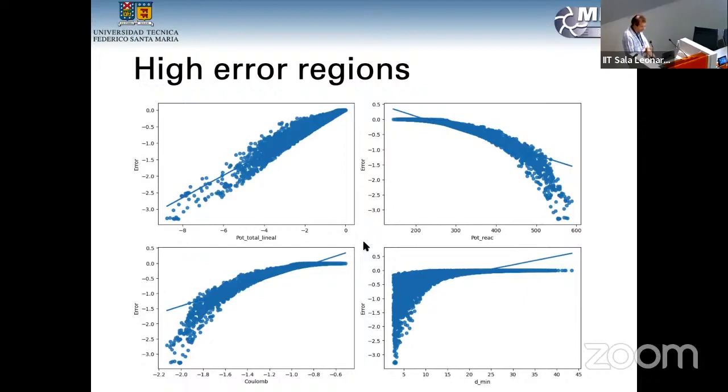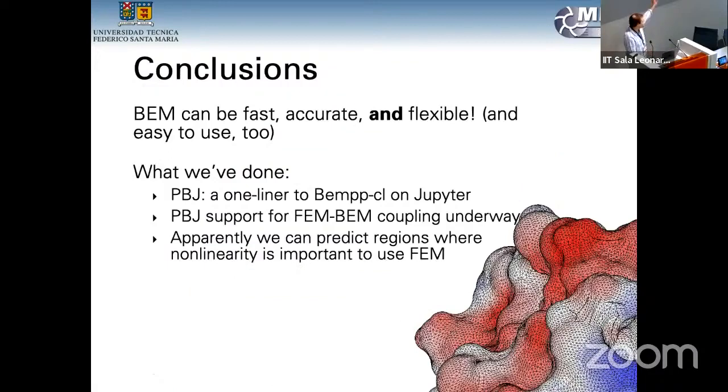So with that, I finished, and I think I kept my promise of 5 minutes, but just some conclusions. BEM can be fast, accurate, and flexible, and easy to use. So what we've done is a one-liner to this application, and we're getting the FemBEM support in the code. It's underway, and apparently we can predict the regions of nonlinearity. So that's what we're pushing at this point. So thank you.